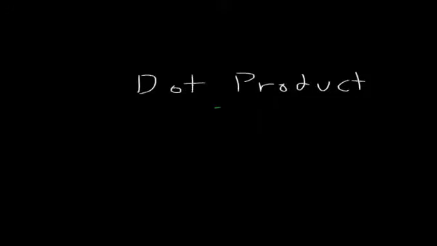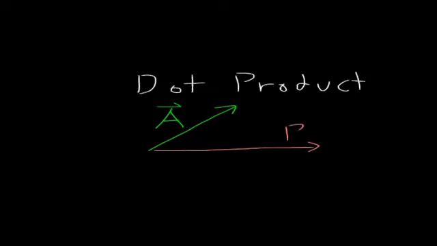So I'm going to draw two vectors. This is vector A, and this is vector B, and this is the angle between the vectors. And keep in mind that these vectors could be any vectors. It doesn't have to be in this direction or that direction. It's arbitrary.